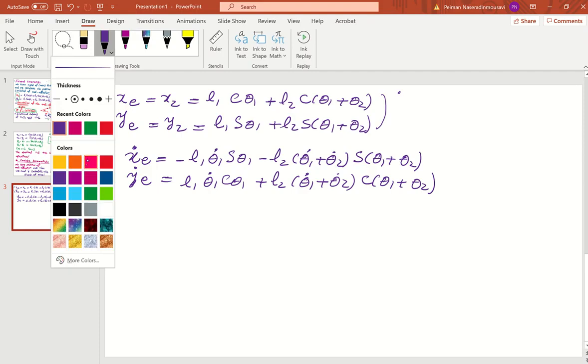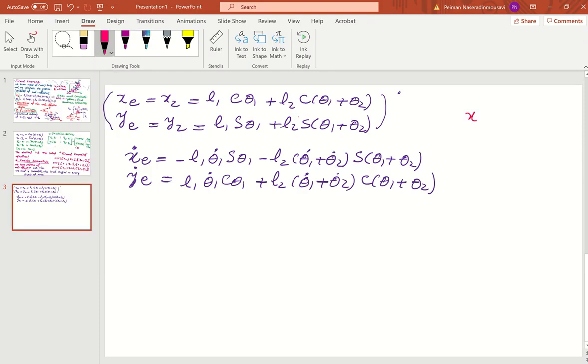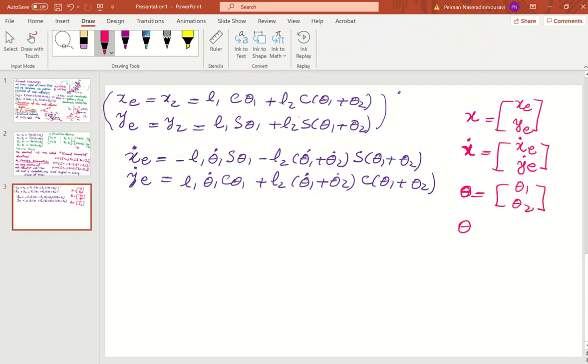Now I'm defining, supposing that I taught you and you have learned this, a vector x of the end effector and y of the end effector. So the time derivative of x is going to be the velocity, x dot e, y dot e of the end effector. Then I'm going to define capital theta as theta 1 and theta 2. So capital theta dot is theta dot 1, theta dot 2. Understand?